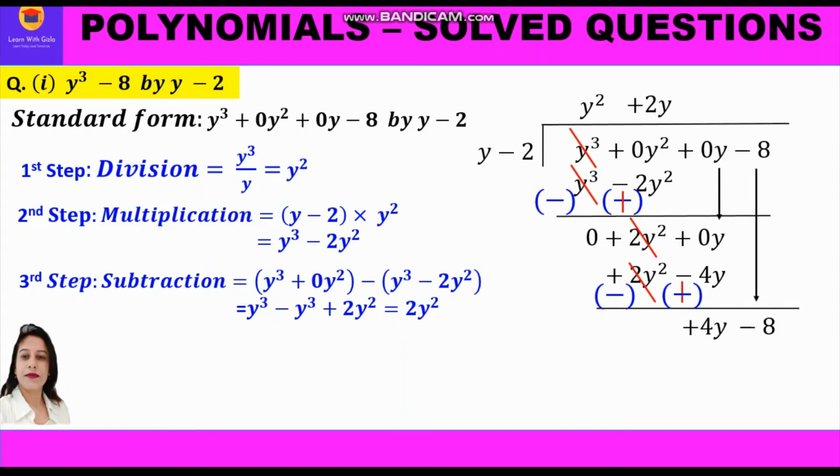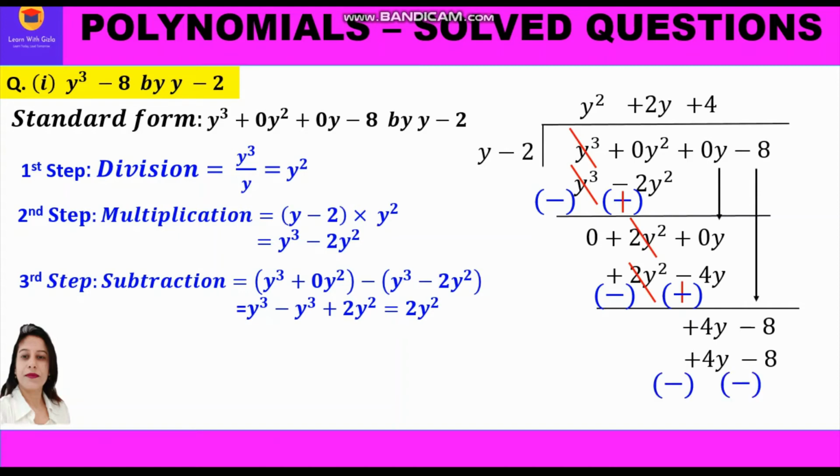So first of all we have to think of a number. What should we multiply to y to get 4y? So we will get 4. So 4 is our quotient term, which we will write on the top. And now we will move to the second step, that is multiplication. We shall multiply y minus 2 with 4 and we will get 4y minus 8.